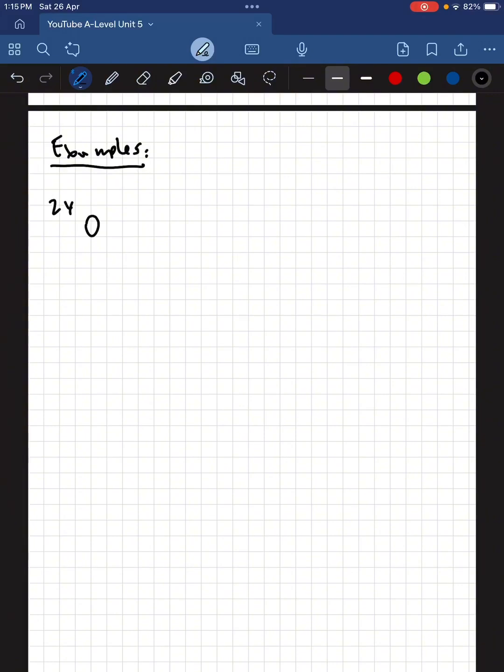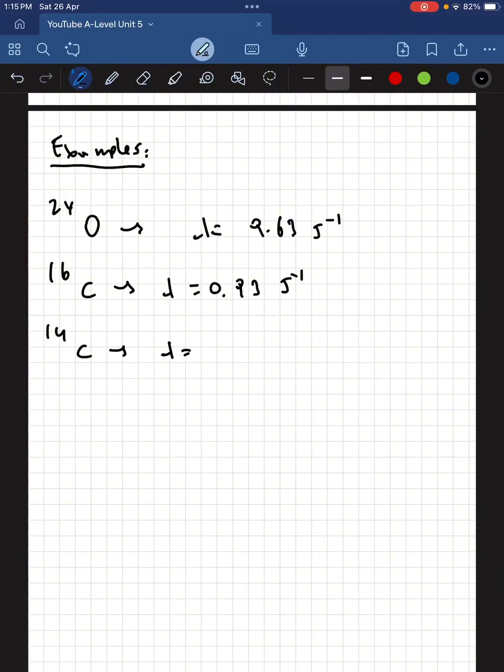Okay, so oxygen 24 has a lambda of 9.63 seconds to the minus 1. Carbon 16 has a lambda of 0.93 seconds to the minus 1. Carbon 14 has a lambda of 3.86 times 10 to the negative 12 seconds to the minus 1. And uranium-238 has a lambda of 4.92 times 10 to the negative 18 seconds to the minus 1.